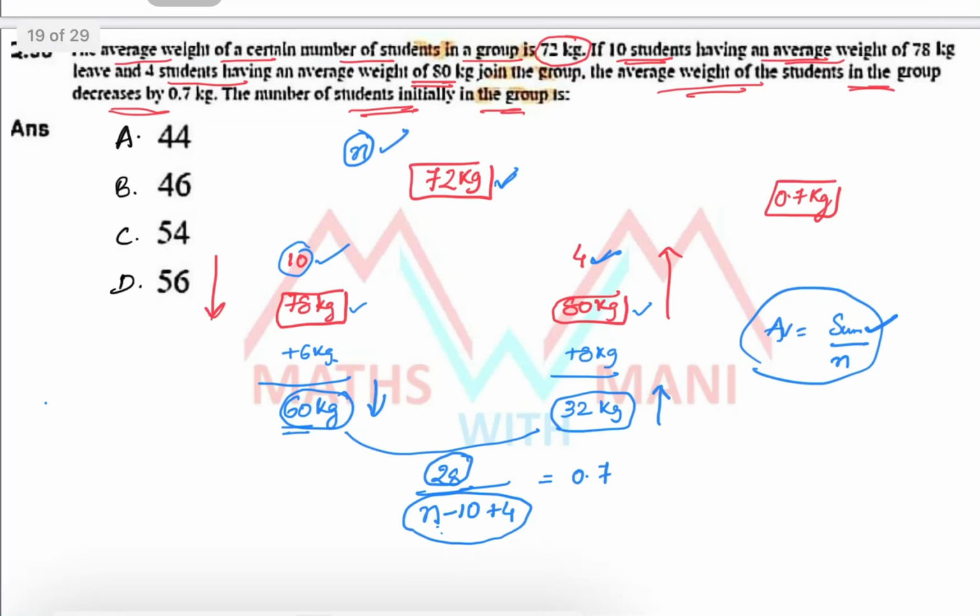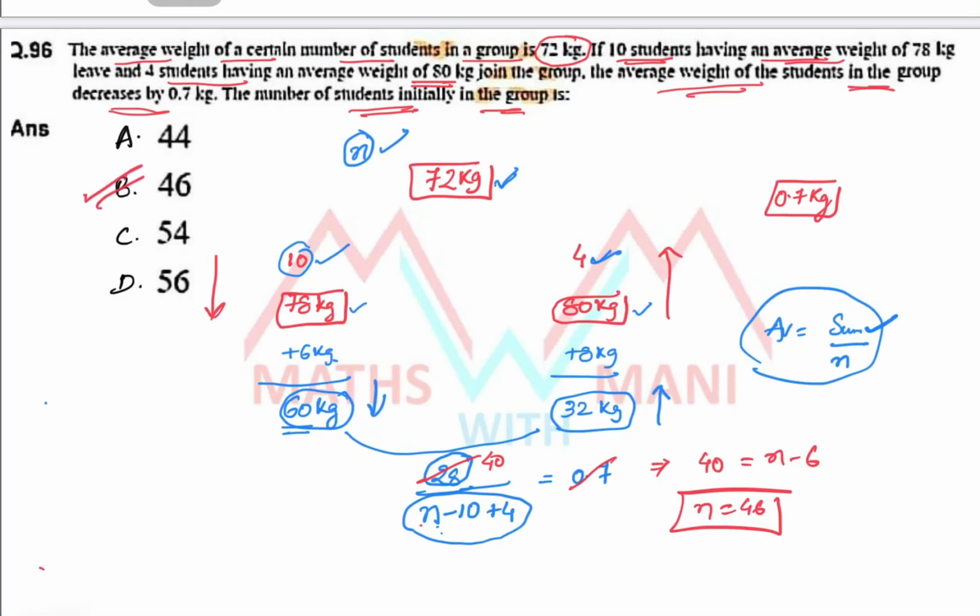Clear? So now observe clearly, 0.7, 7 4s 28, but 0.7 40s. So 40 is equal to how much? n minus 6, because minus 10 plus 4, that is 6. So what is the value of n? 46. That's it. Where is it? Second option. Here the problem is very easy when you know the concept of averages clearly.